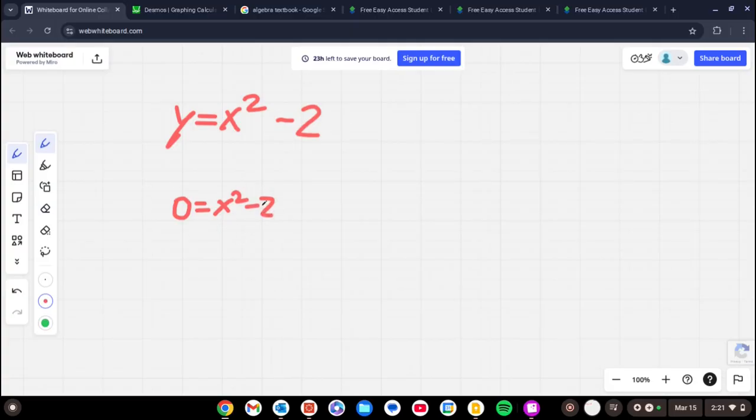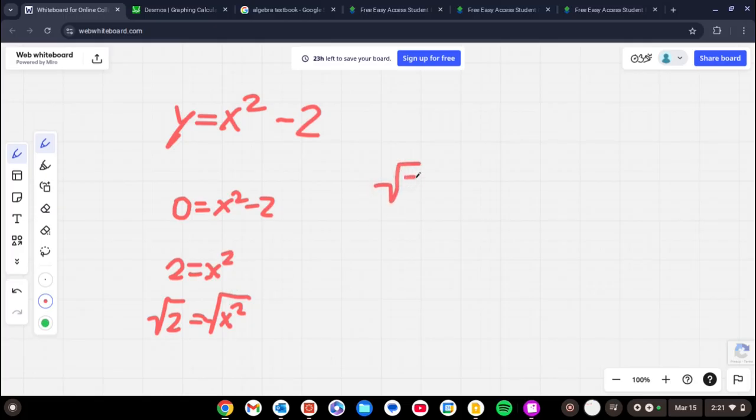So let's remember our algebra, where we add 2 to both sides to get rid of this -2, and you get 2 equals x squared. And then how do we get rid of this exponent again? That's right, we would take the square root of both sides. So square root of 2 equals the square root of x to the second. And since there's an exponent here and a square root here, you cancel them out.